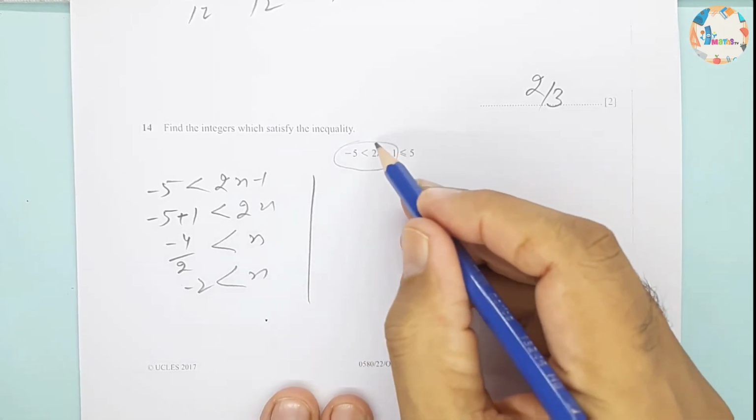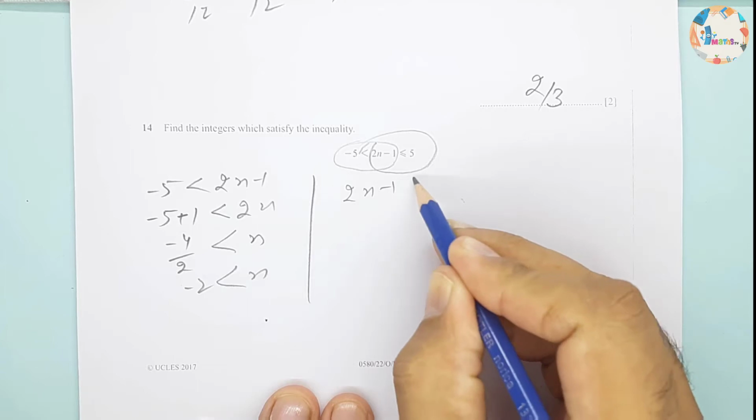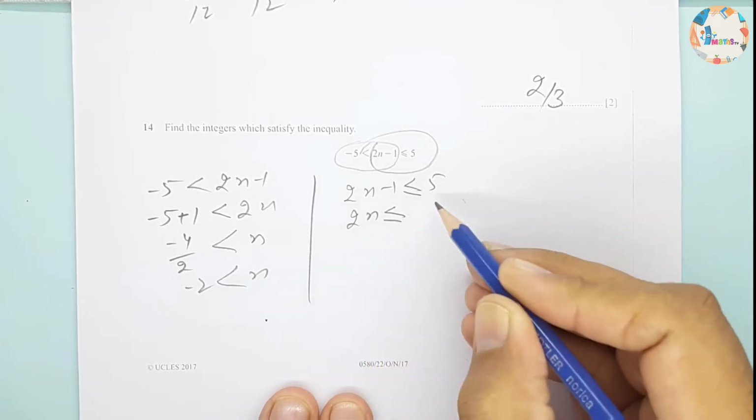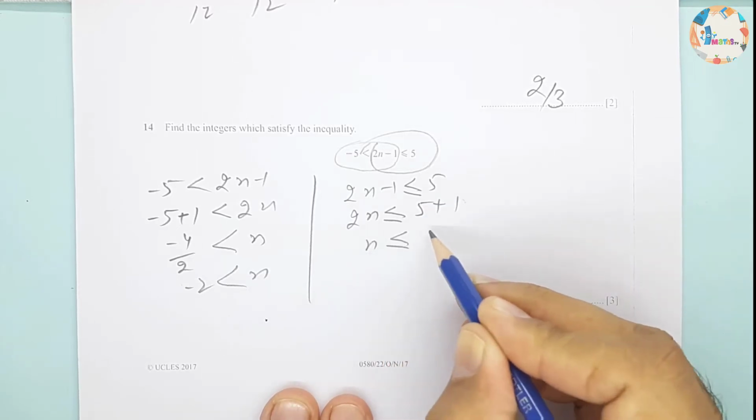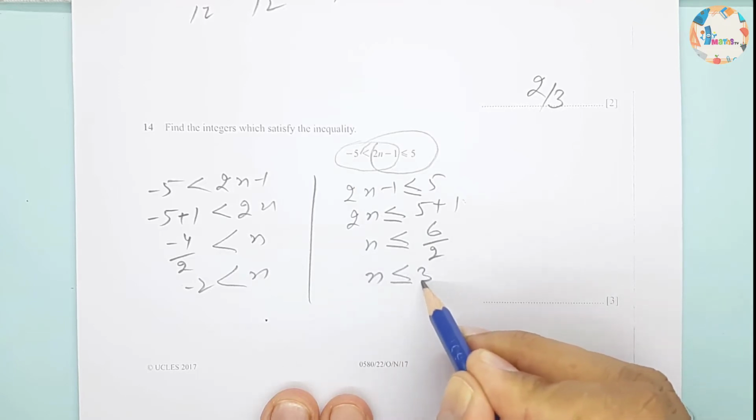And if we solve this other side, which is this one, 2n minus 1 is less than or equal to 5. It means 2n is less than or equal to 5 plus 1. So n is less than or equal to 6 by 2, which is 3. So n is less than or equal to 3.